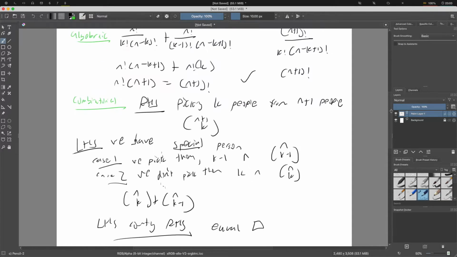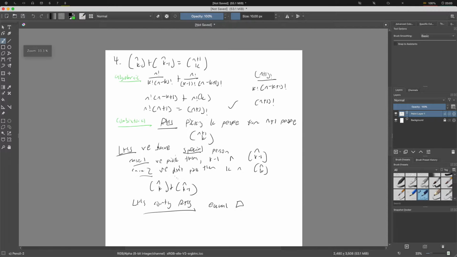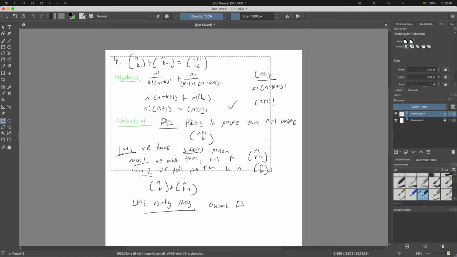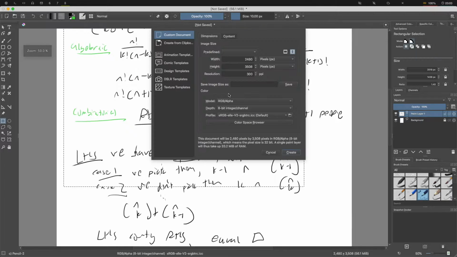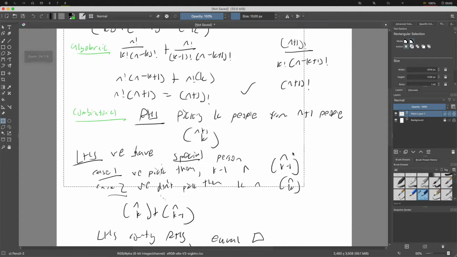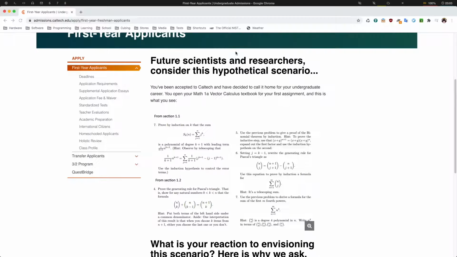Okay, so first problem wasn't too bad. Actually, it's probably faster to just open a new document. So, okay, next problem, problem 5. Use a previous problem to prove the binomial theorem by induction.